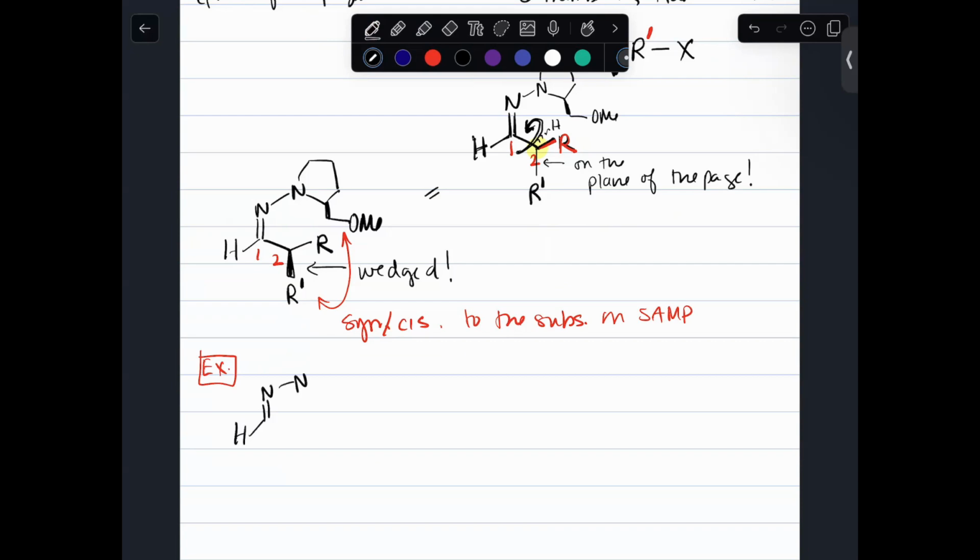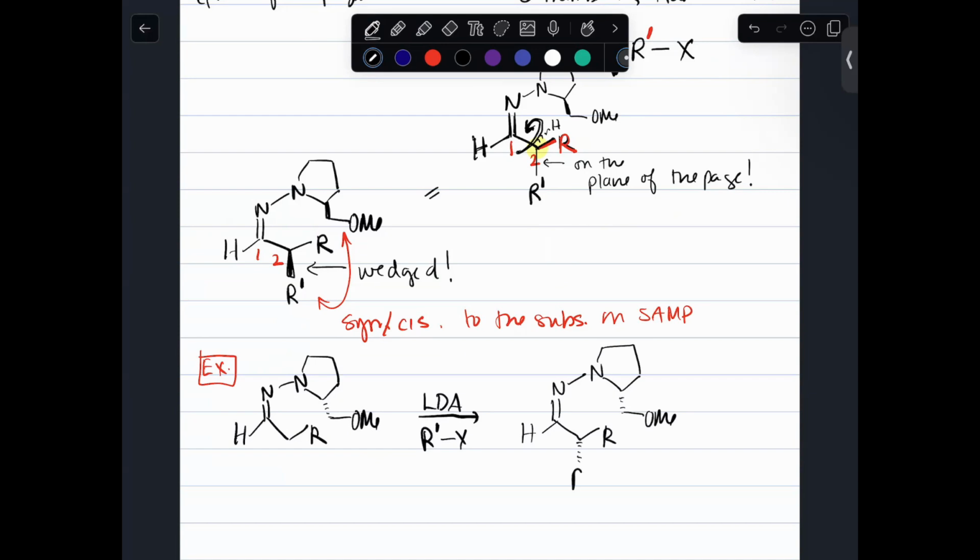you are going to see the cis product relative to the substituent on your RAMP organic molecule. Okay. So take home message, you always get the cis-syn product.